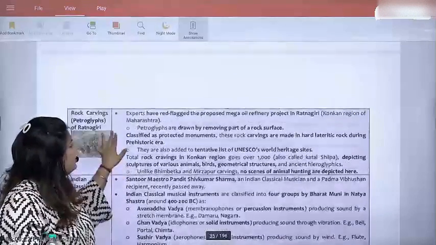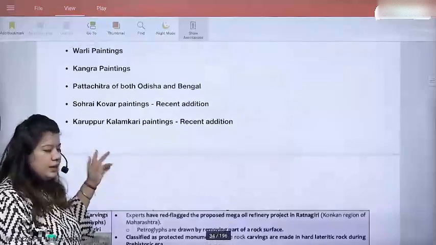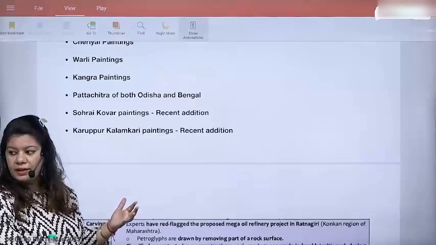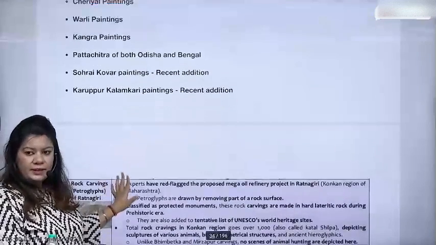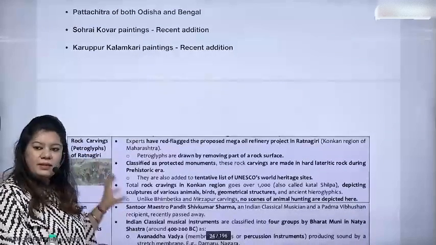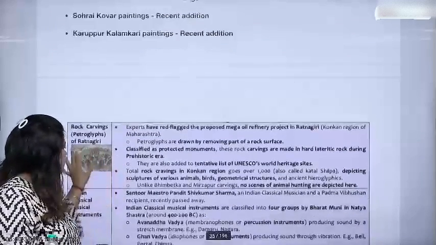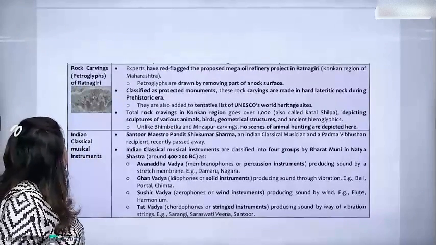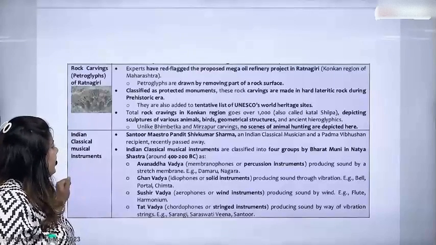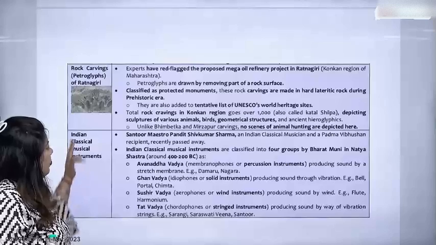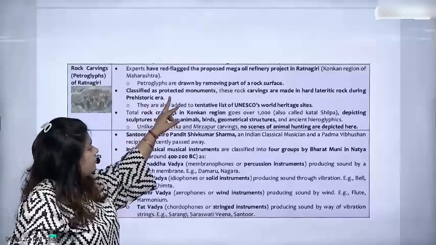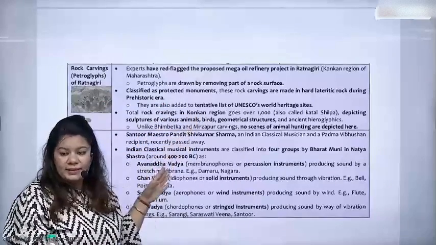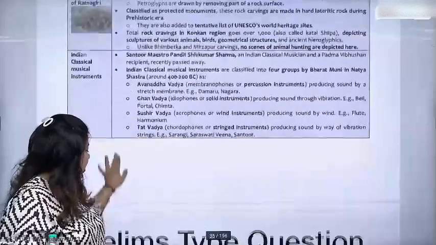Why I'm not giving you the details of these GI tag paintings: as I told you, I will cover them in the updation classes. I don't want to give you too much content beforehand, right? So this will be covered, don't worry. It's just that because certain kinds of paintings were there, I'm giving you a framework. Now coming to rock carvings of Ratnagiri, also known as petroglyphs, right? So why is this important? Because these rock carvings have been added to the tentative list of UNESCO's World Heritage Sites. So that's why a question can be asked.